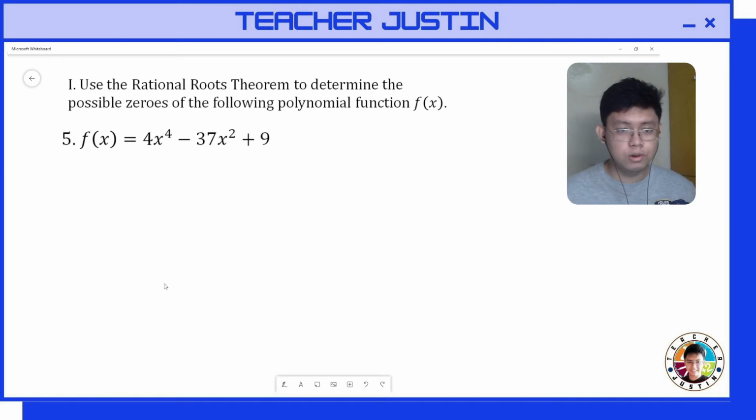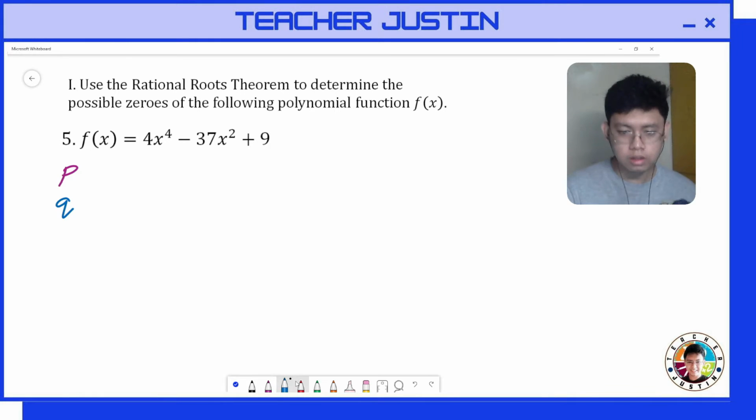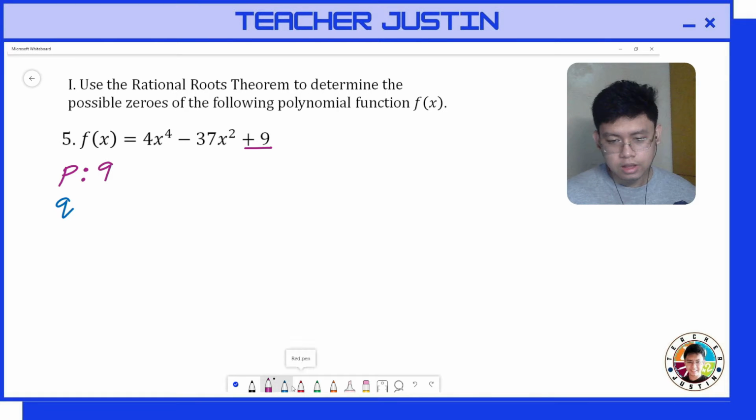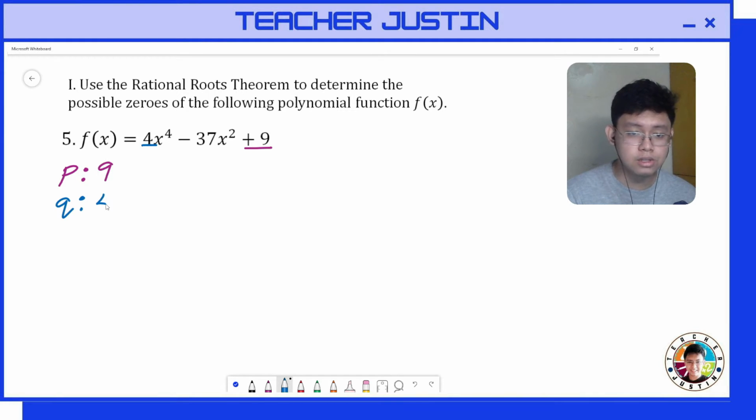So, in order for us to determine the possible zeros, our first step is to find the values of p and q. The value of p is the constant term of our polynomial function. In this case, it is positive 9. Then, let's identify the value of q. The value of q is going to be the numerical coefficient of our leading term. In this case, it is 4.